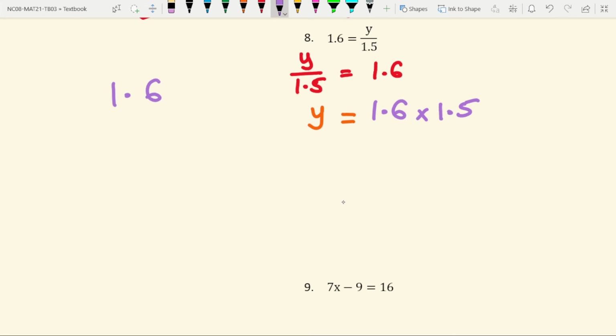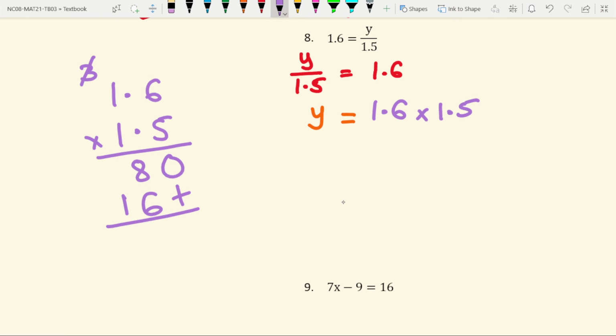So let us do simple multiplication. 1.6 into 1.5. First we will multiply 5 6s are 30. So I will write 0 and carry 3. 5 1s are 5, 5 plus 3 is 8. So I will write 8. Then 1 6 is 6, 1 1 is 1. After adding we'll get 6 plus 8 is 14, 1 plus 1 is 2, giving 240.